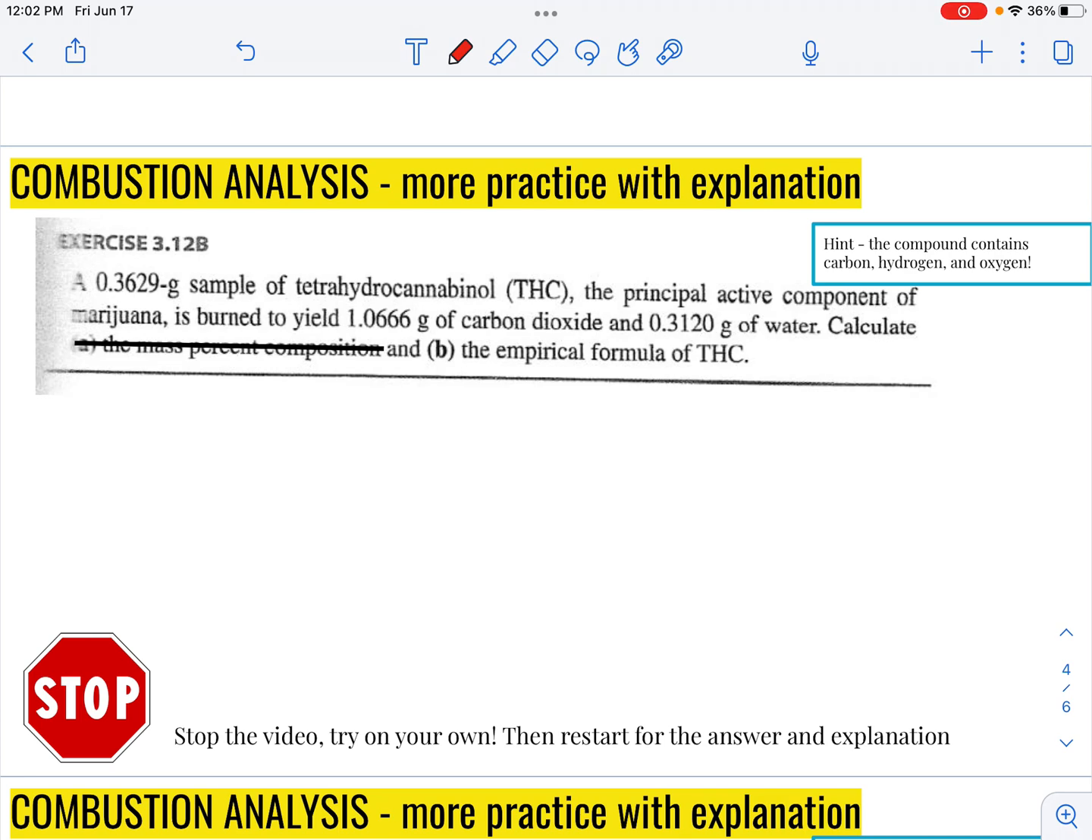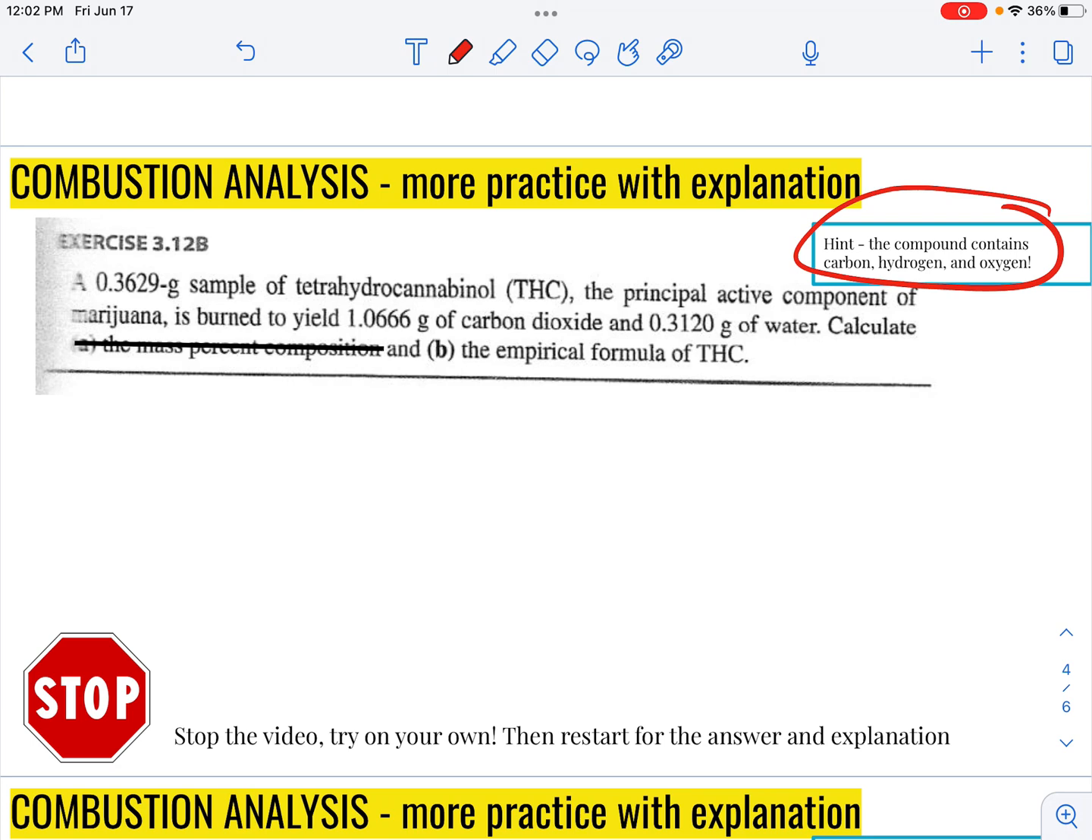What they don't tell you in this question, that you need to know and that I've added here, is that the compound actually also contains oxygen. I discovered this because when I added up my amounts of carbon and hydrogen, they did not add up to the 0.3629 grams that the whole compound was. So this is something that the question would not leave out if this were an AP question. So the first thing I'm going to do is start with my grams of carbon dioxide to find the grams of carbon. And this would be where you want to stop the video and try it yourself. Come back when you're finished.